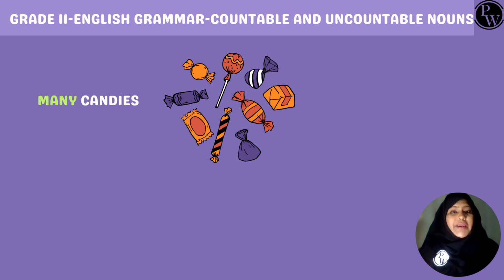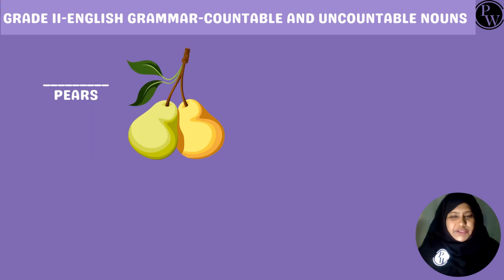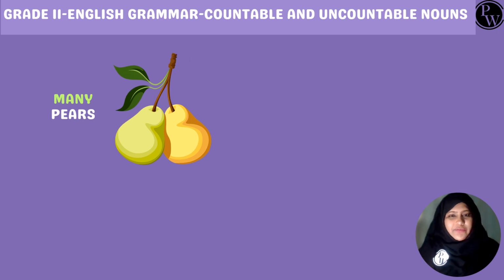Amazing job. You nailed it. The right answer is many candies because candies are something we can count. You are a rock star. Look at this picture. Pears. Do you think we can count pears? Well, let's find out the answer together. Fantastic job, friends. The answer is many pears because we can count those tasty fruits.